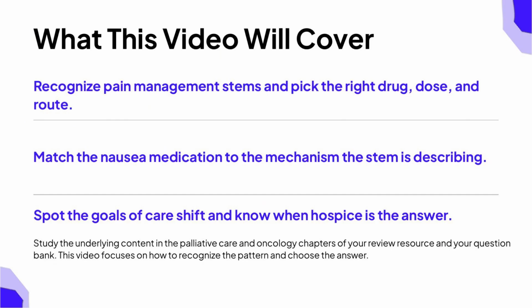Here is our plan. First, cancer pain, where the test rewards the right drug at the right dose. Second, nausea and vomiting, where the stem names the mechanism and the drug follows from it. Third, end-of-life symptoms, where the goal shifts from fixing disease to relieving suffering. And fourth, hospice referral. We will work through 4 practice questions and explain why every choice is right or wrong. This assumes you have baseline knowledge from your review resources. We are here to sharpen how you take the test.